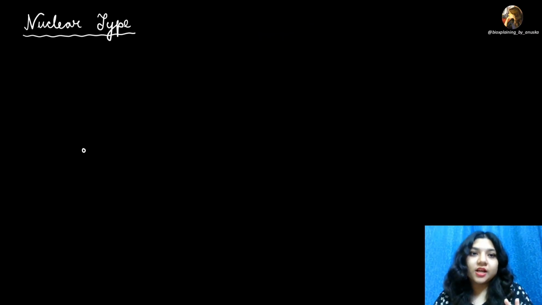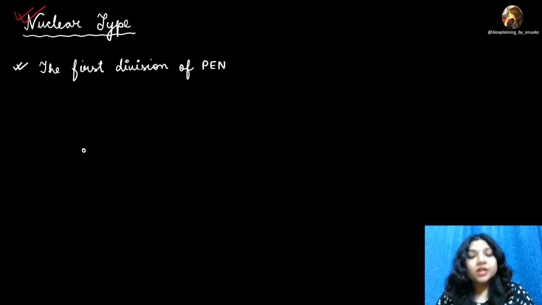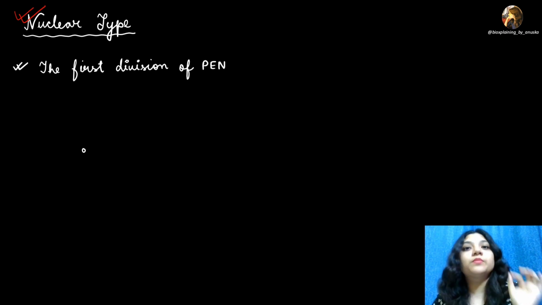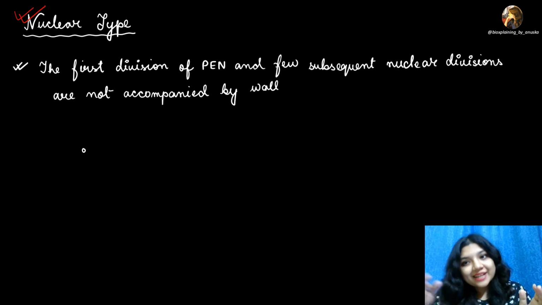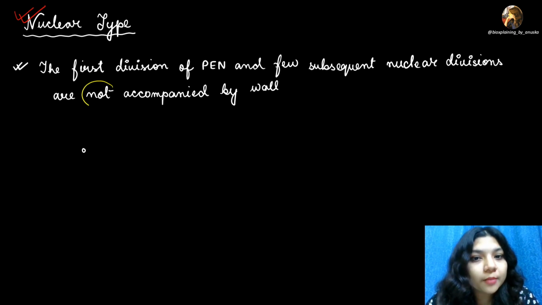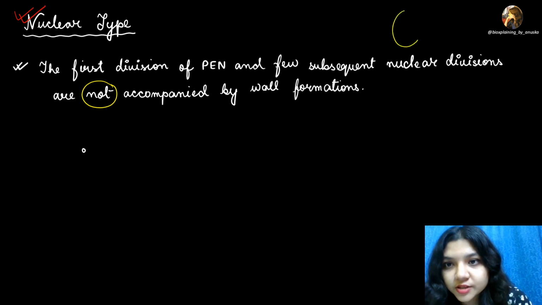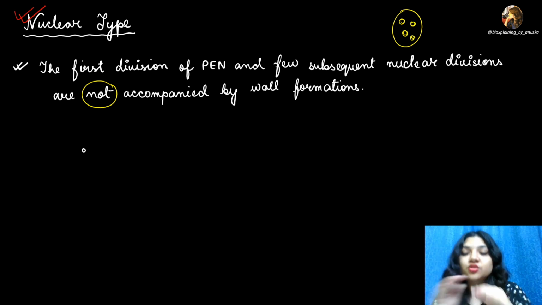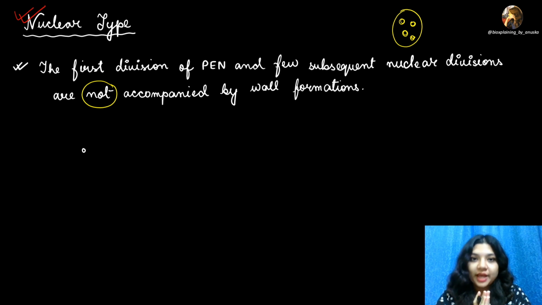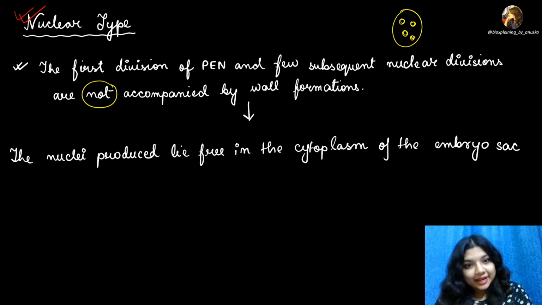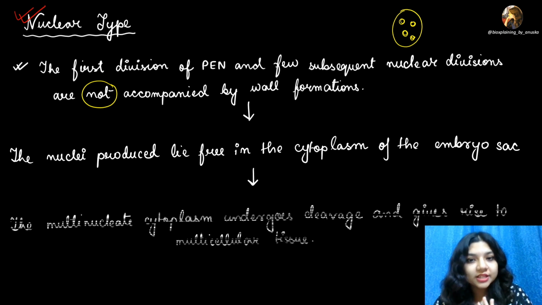First, let's start discussing the nuclear type. So in the nuclear type, what happens is the first division of the primary endosperm nucleus and a few next divisions are not accompanied by any kind of wall formations. That means if this is the cytoplasm, there will be multiple nuclei present. There are no walls separating these nuclei, right? Then the nuclei produced are freely lying in the cytoplasm of the embryo sac. They do not have any compartmentalizations.